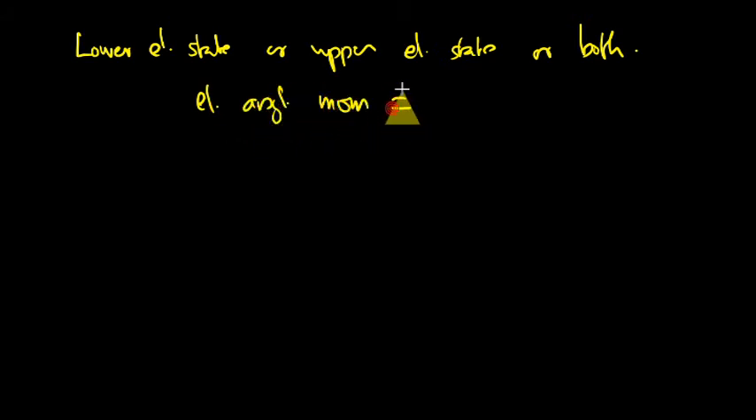So it is not required that both the upper level and lower level have non-zero electronic angular momentum. Either the upper level or the lower level or both. In all these cases the selection rule is different. Here the selection rule is that delta J is equal to 0 or plus or minus 1. Either delta J is equal to 0 or plus or minus 1.